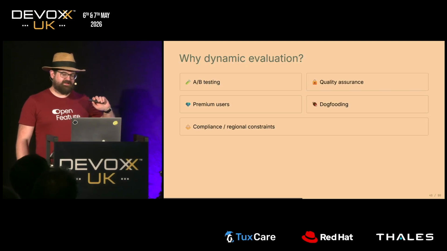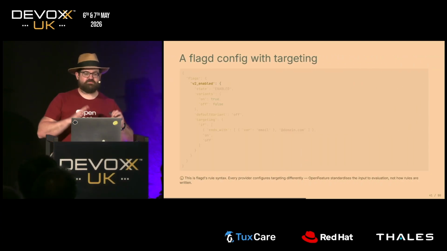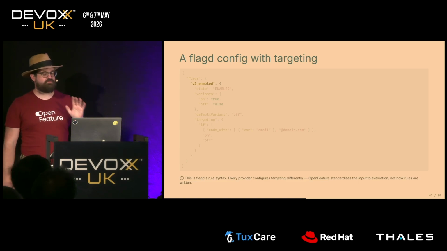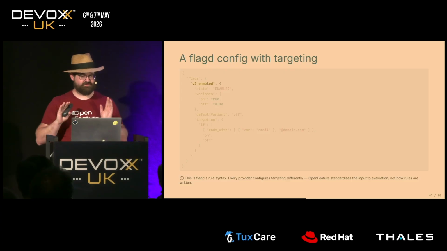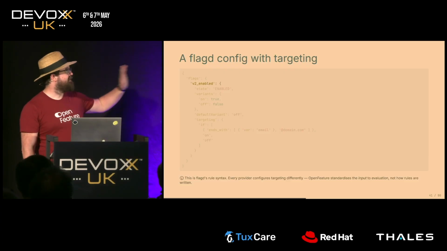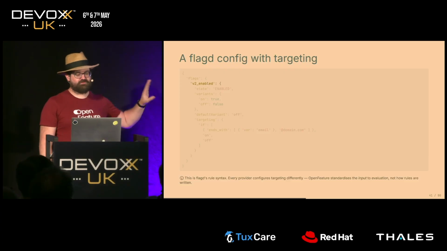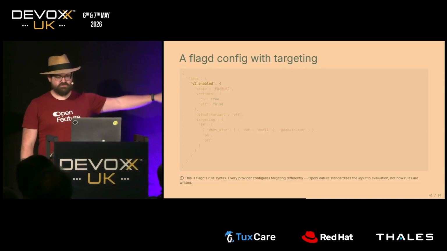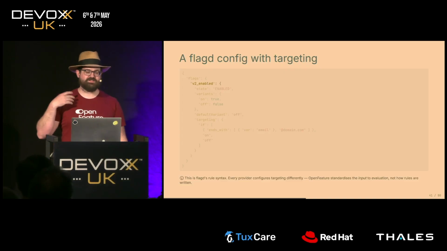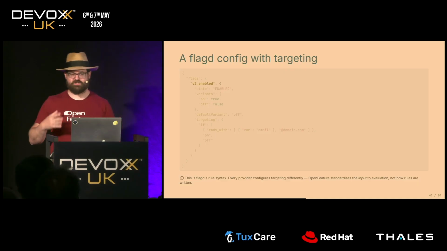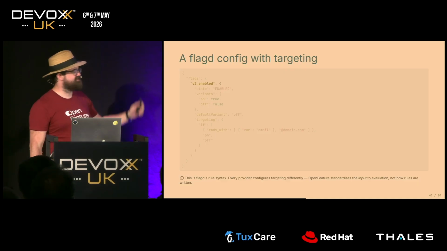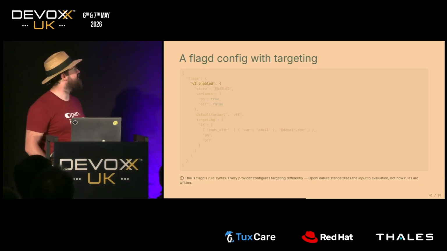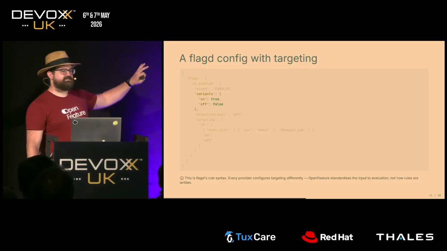To take a look at this, we need to take a look at feature flag configuration in general. And each provider, this is a disclaimer, has a different way of defining feature flags. This is FlagD. This is our cloud-native reference implementation. That's open source. You can use that. But we are using just a simple JSON structure for writing feature flags. So you see here, for example, this is the name of our V2 enabled flag. It has two variants. That's also important.